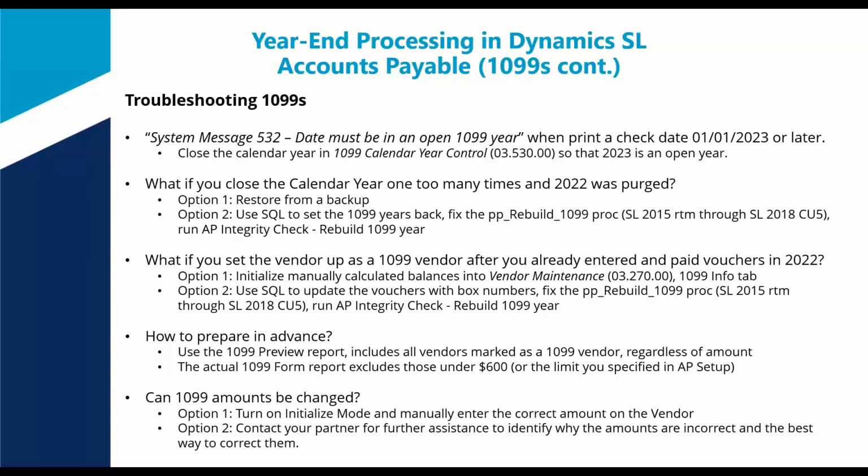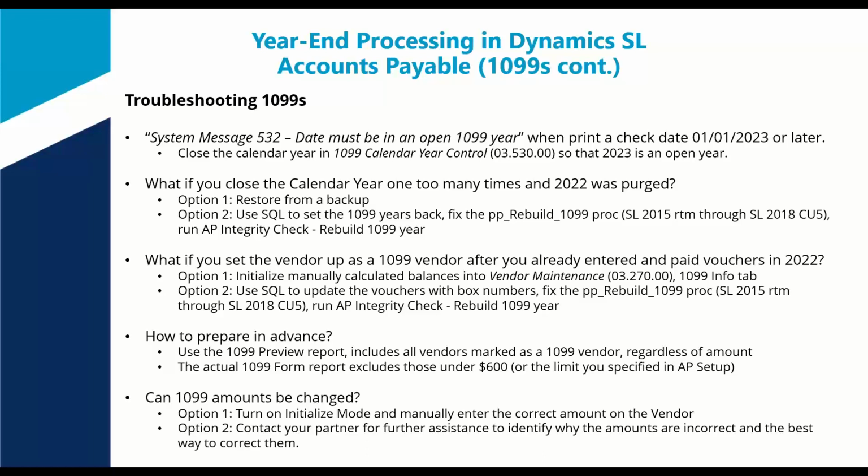But what if you close the calendar year one too many times and you've purged 2022? How do you print your 1099s? Two options: restore from a backup of the database, or you can use SQL. Those 1099 years can be reopened, and depending on your version, you might need a tweak to correct a bug, and then you can run the rebuild 1099 year option in the AP integrity check.